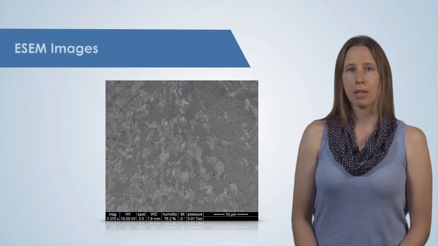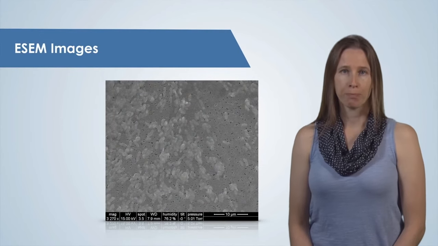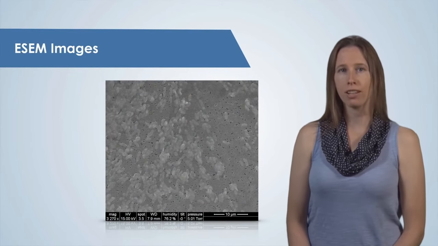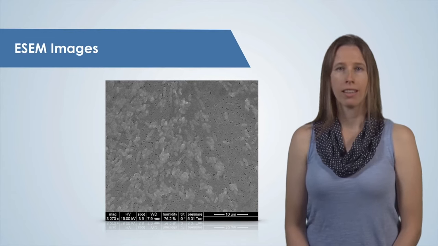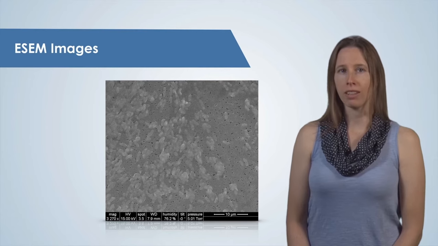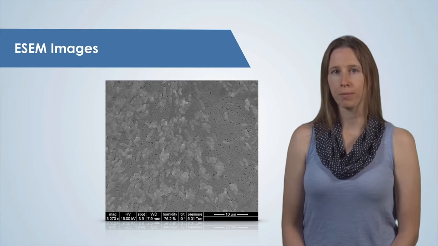This is an ESEM image of a bacterial biofilm. The bacteria are the rod-shaped particles that are about 1 micron long. The ESEM is great for imaging these types of wet samples.